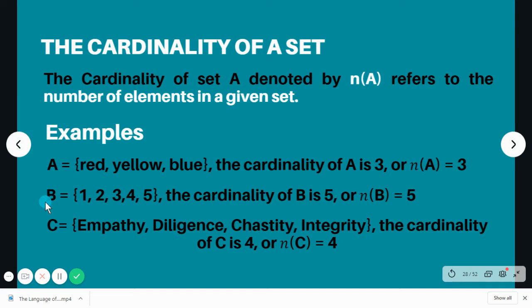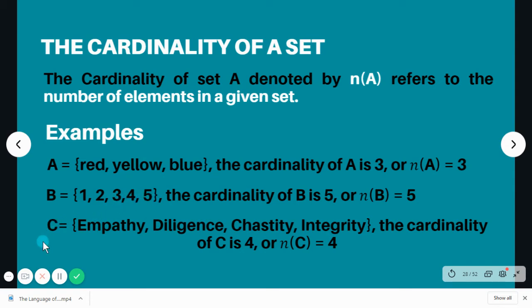Next, set B is equal to 1, 2, 3, 4, 5. So the cardinality of B is 5 or n(B) is equal to 5. Bakit 5 ang ating cardinality? Kasi merong 5 elements or members yung ating set B. 1, 2, 3, 4, 5.